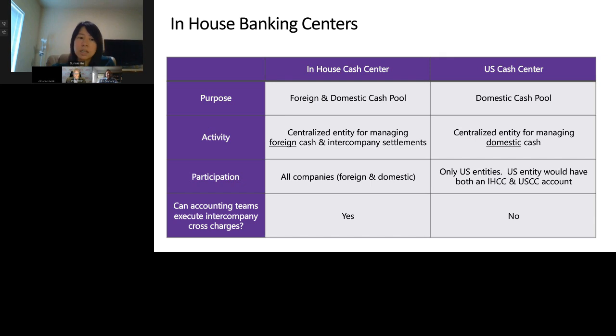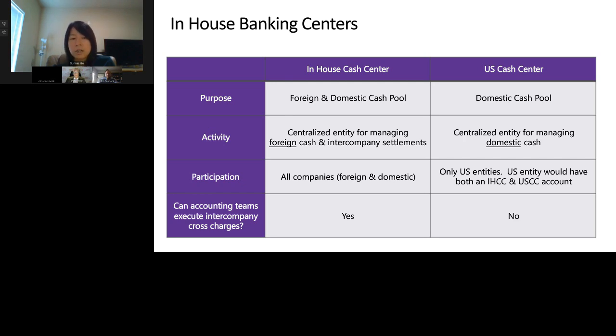Right. The next topic is multiple cash centers. In SAP, you can set up multiple cash centers and link them as needed. For example, we set up an in-house cash center and a US cash center. The rule is that only US entities can participate in the US cash center and lend or borrow from it. The non-US entities can only lend or borrow from the in-house cash center, which for us is an offshore entity.